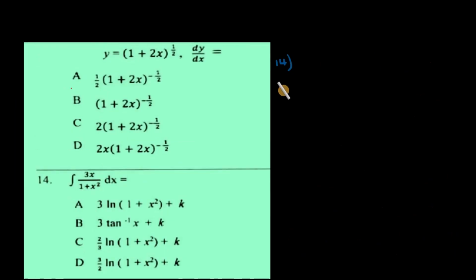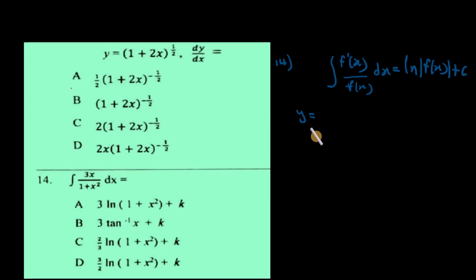That's option B. Number 14. The integral of 3x over 1 plus x squared dx is A, B, C, or D. You know, the integral of f prime of x over f of x dx is equal to ln f of x plus c, the constant of integration.